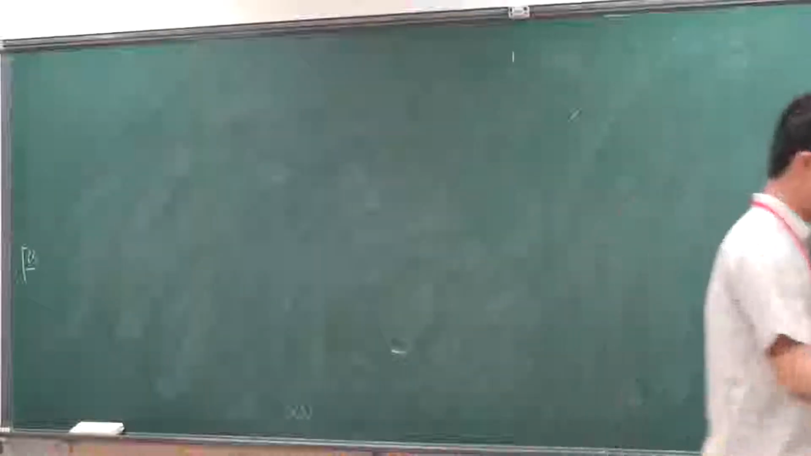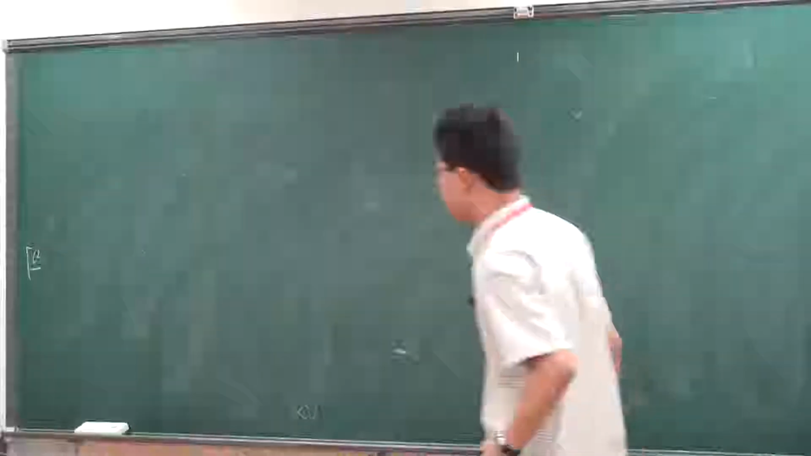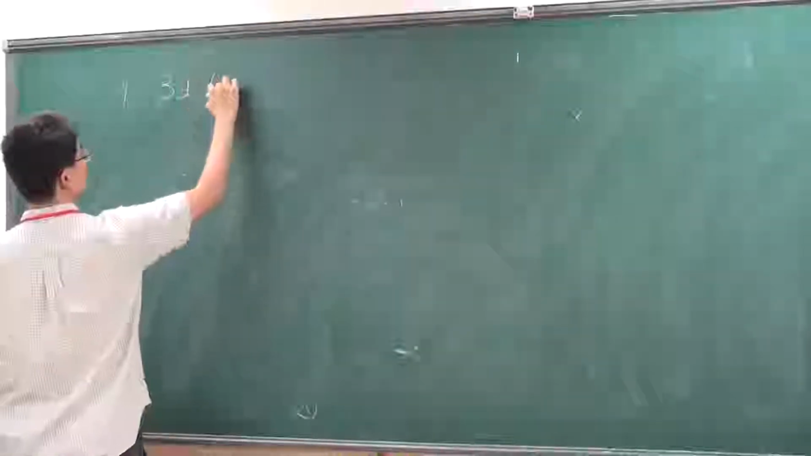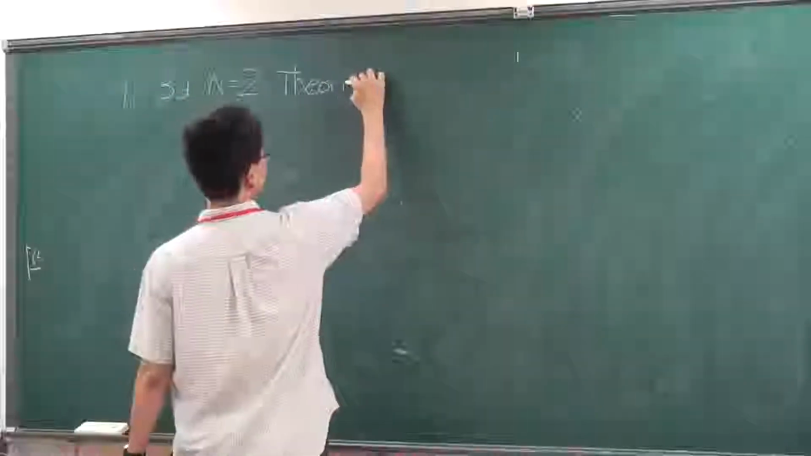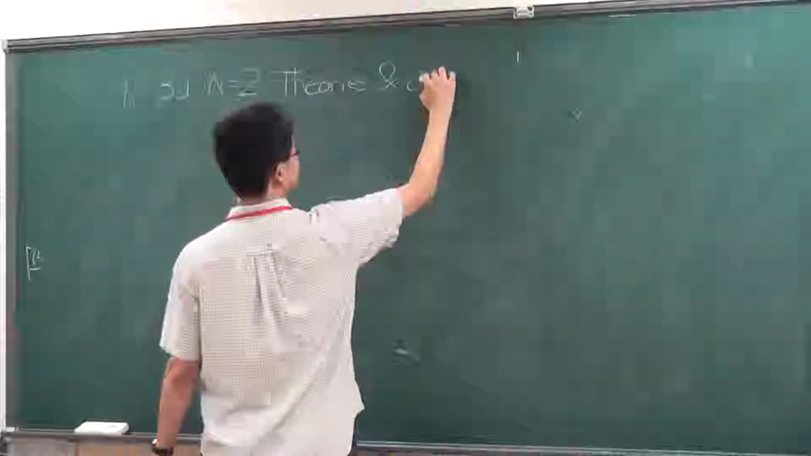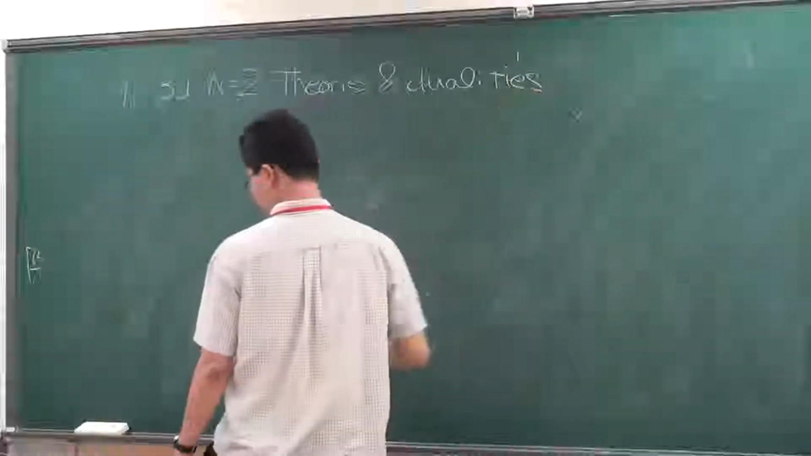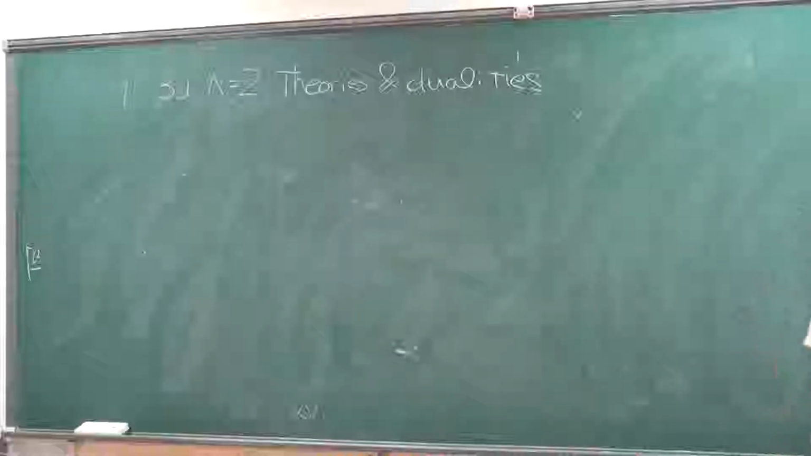So let me come now to the 3D N=2 surface and their dualities. So this is, in a sense, a sort of conventional introduction to 3D N=2.